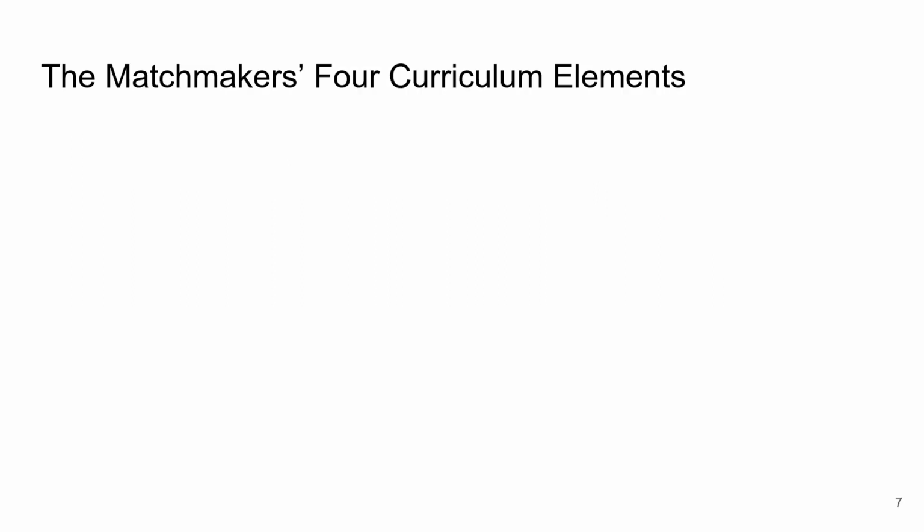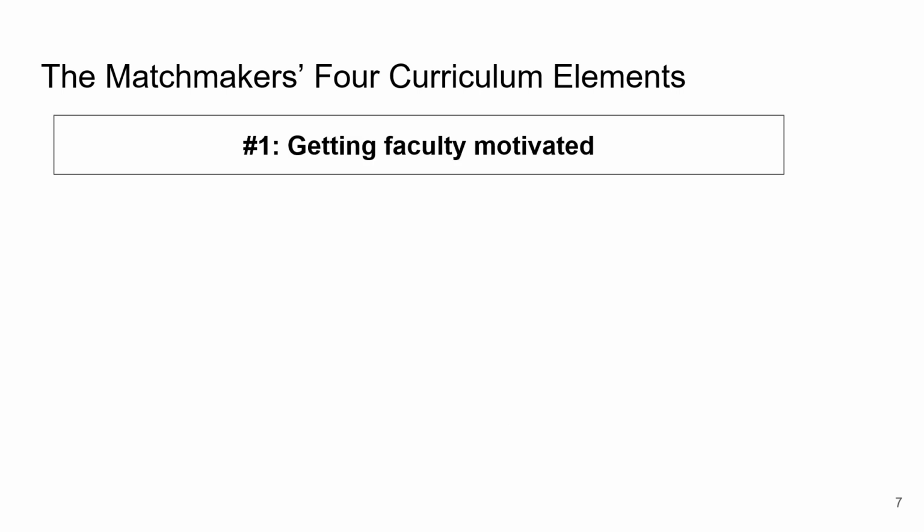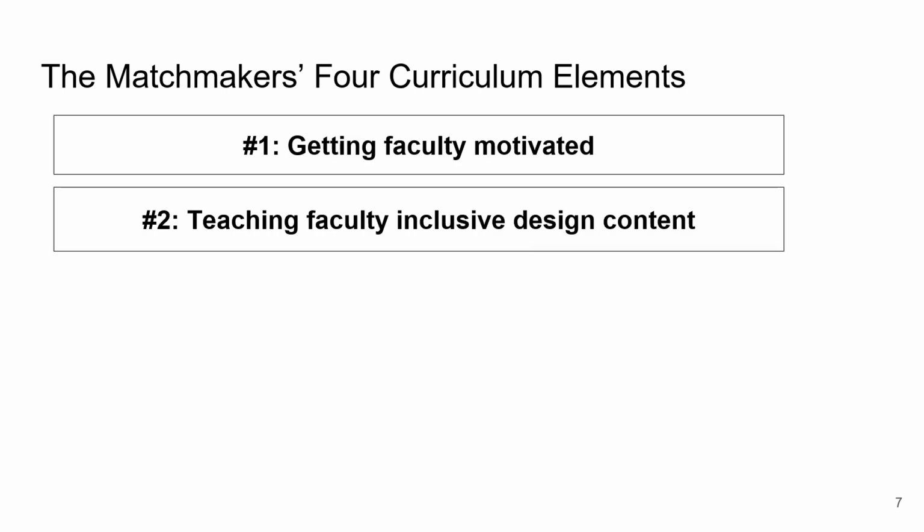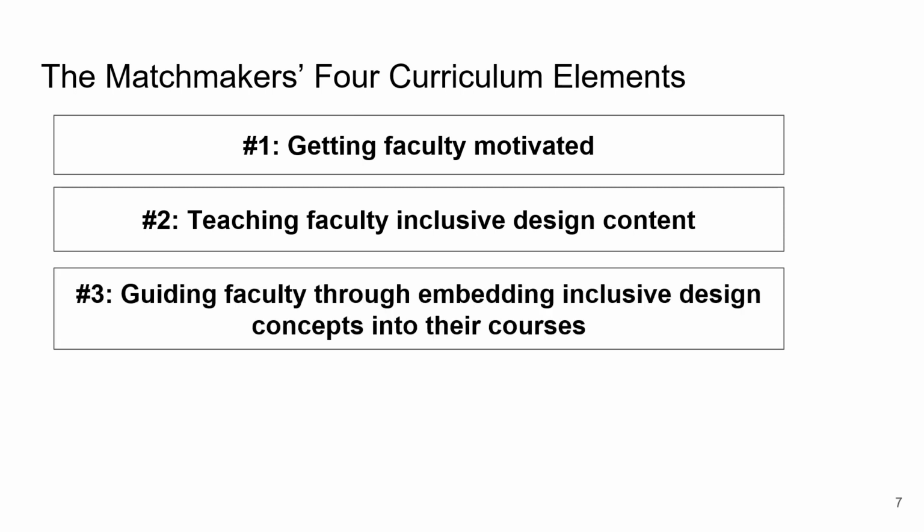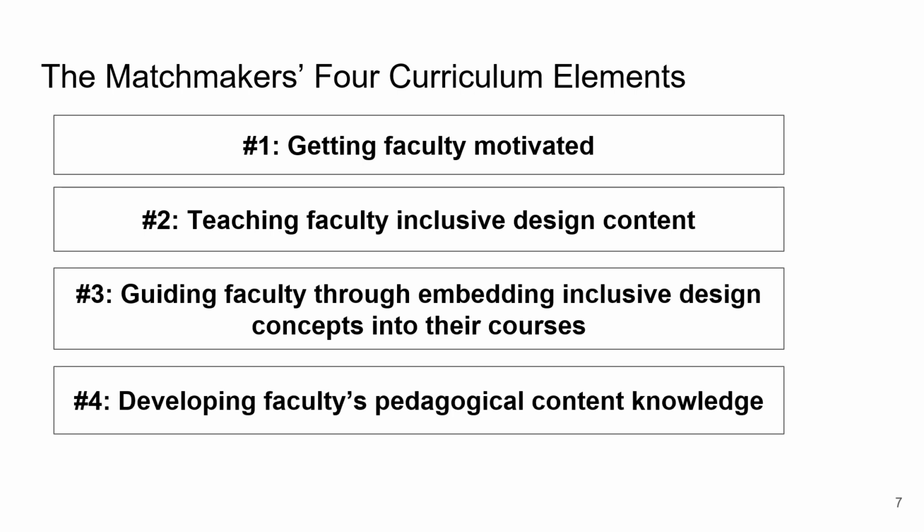The Matchmaker Curriculum has 4 curriculum elements. Number 1, getting faculty motivated. Number 2, teaching faculty inclusive design content. Number 3, guiding faculty through embedding inclusive design concepts into their courses. And number 4, developing faculty's pedagogical content knowledge, or knowledge of how to teach this specific inclusive design.